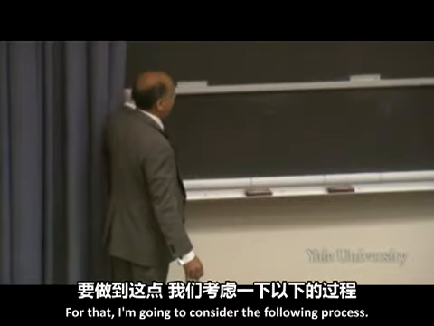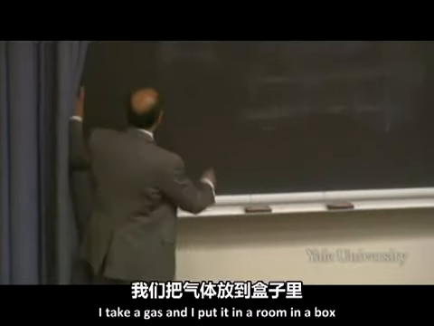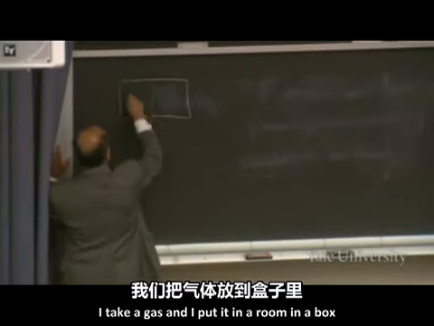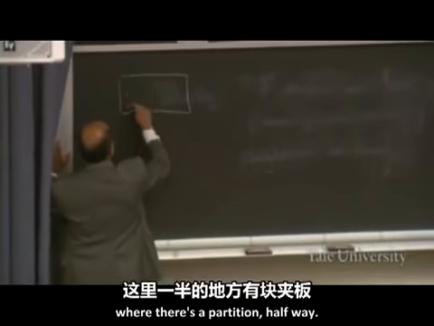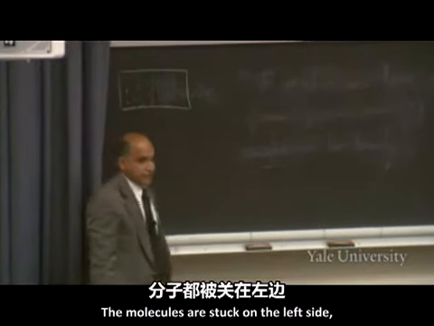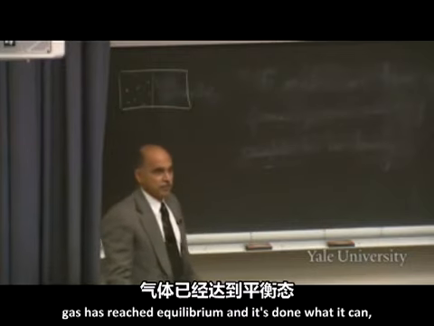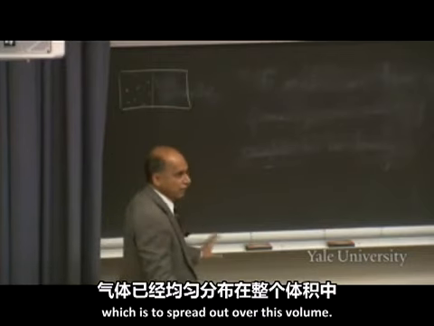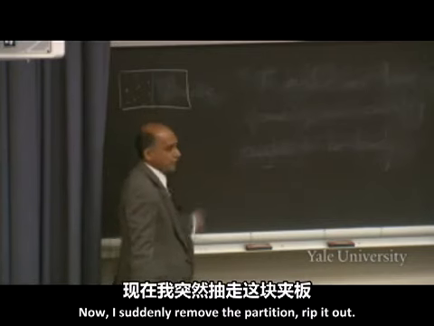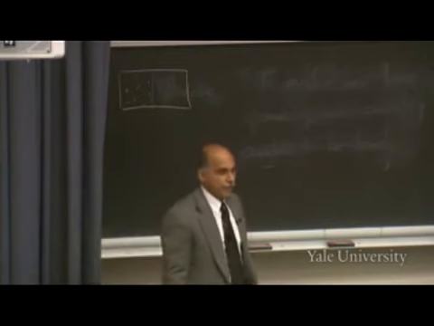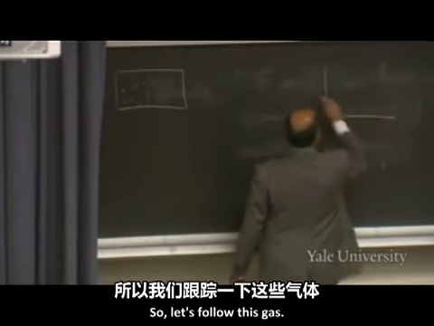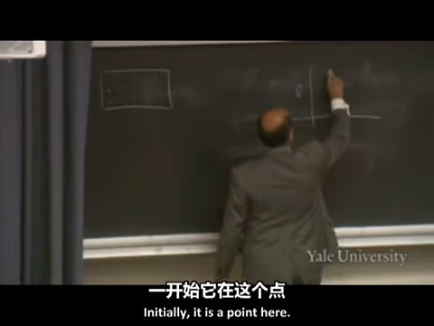For that, I'm going to consider the following process. I take a gas and I put it in a box, where there's a partition halfway. The molecules are stuck in the left side. Gas has reached equilibrium and it's done what it can, which is to spread out over this volume. Now I suddenly remove the partition, just rip it out. So let's follow this gas. Initially, it is a point here.